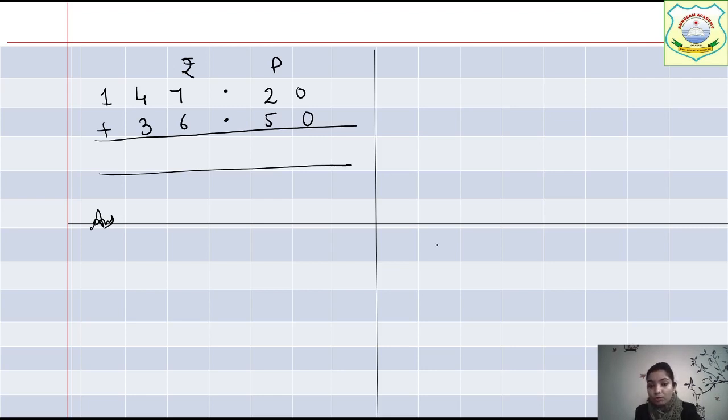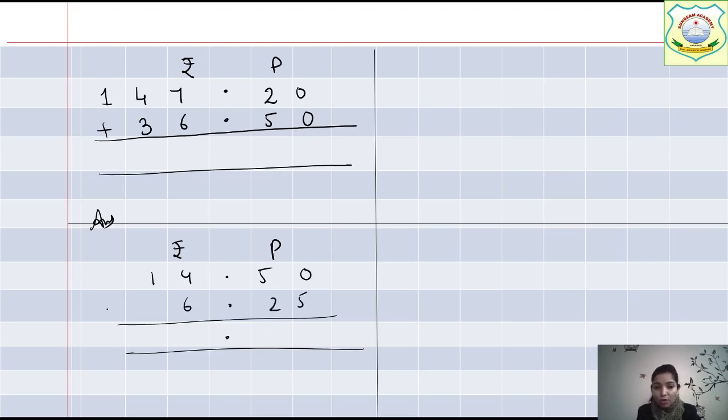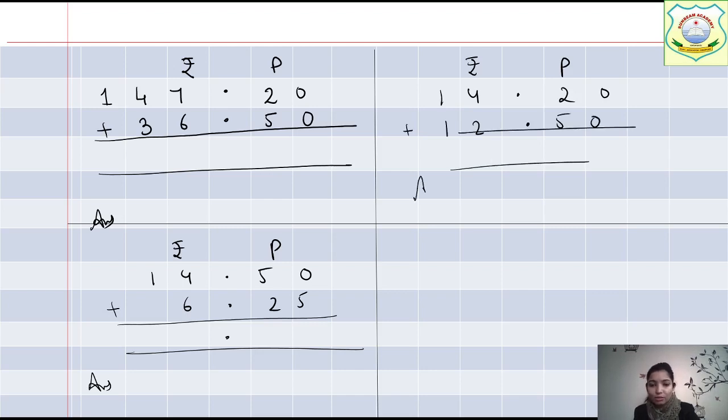So always remember, you have to write rupees, then you have to leave one box, then you have to write paise, p, and here will be your decimal part. Clear? Like it's 14 rupees 50 paise, 6 rupees 25 paise. So you have to add in this way and then you have to write the answer. In any question, what do you have to do first? Write rupees, then leave one box, then paise, then the rupees given, like if 14 rupees is given and 20 paise, and here 12 rupees 50 paise is given. So you will write like this and then you have to add and write the answer.